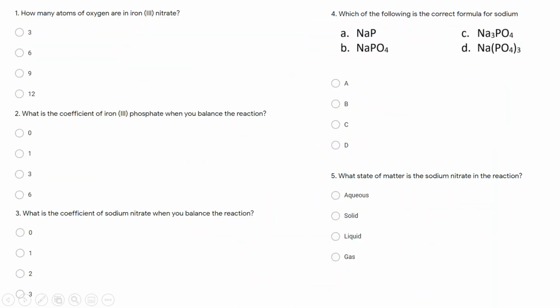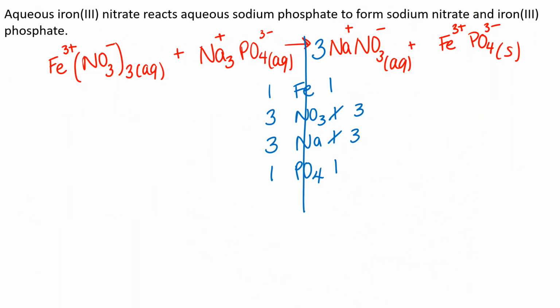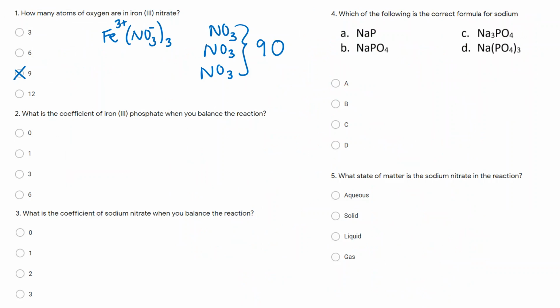So how many atoms of oxygen are in that iron 3 nitrate? So remember that we need to have 3 nitrates here because each of them is -1. So we've got nitrate, another nitrate, and a third nitrate. So that is a total of 9 oxygens. What is the coefficient on the iron 3 phosphate when you balance the equation? So if we look back at our equation, iron 3 phosphate, there's nothing in front of it, which means that it's just a 1.